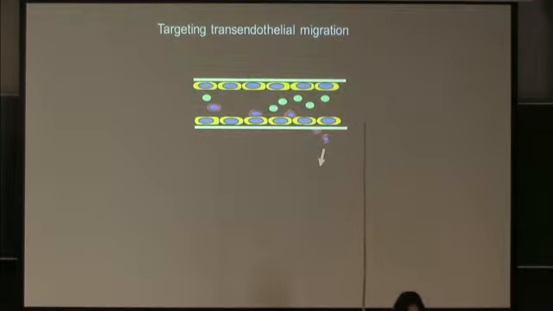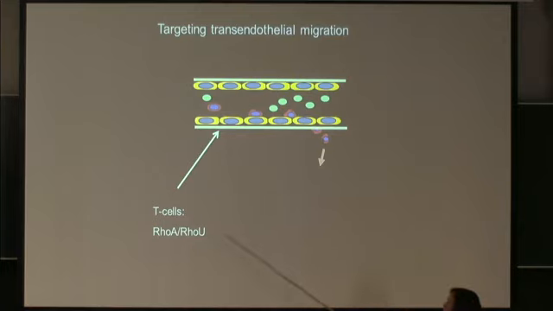Okay. So thinking about cancer cells and leukocytes crossing the endothelium, what I've told you is that in the T cells, Rho U is required for the attachment step, Rho A is required for the cells to polarize and crawl on the endothelium and then subsequently to be able to cross it. So we could target either of these if we wanted to reduce leukocytes crossing the endothelium, for example in chronic inflammation.